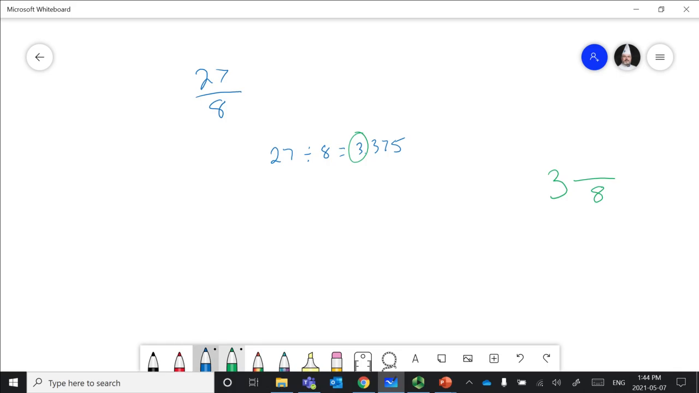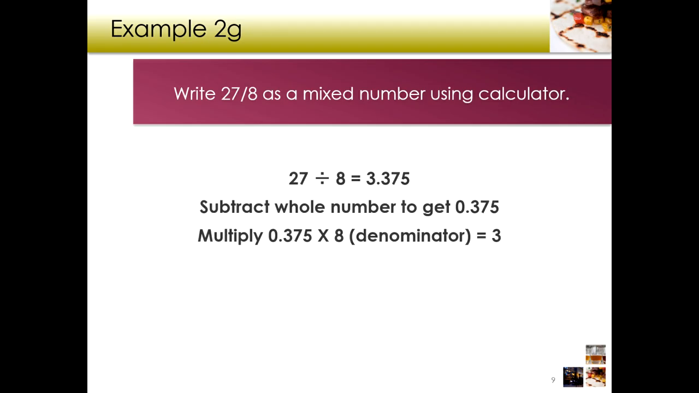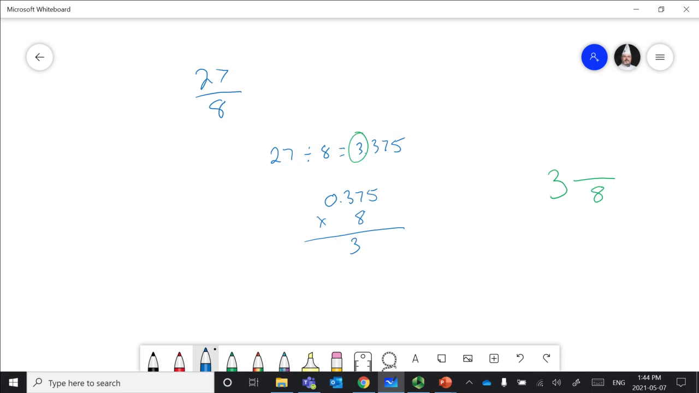So once we've taken that 3 away, we're left with 0.375, which we can now multiply times our denominator of 8 to give us, let the slides catch up here, which gives us 3, right? So that's going to be our numerator here. So we end up with 3 3/8.